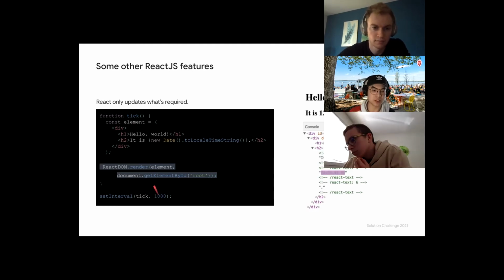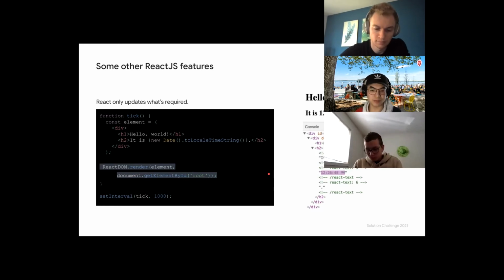And what happens is it will basically recreate the React element and change the current time and re-render the element. And it automatically just changes the required element that's updated. So it doesn't change the whole element basically. So that's one neat little feature that React.js has for optimization.